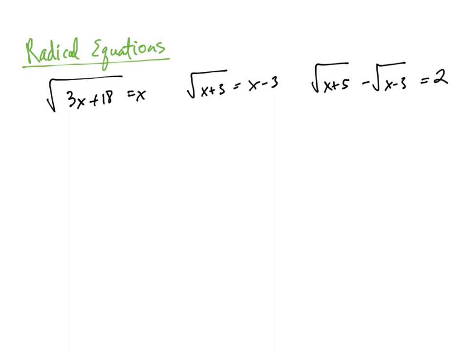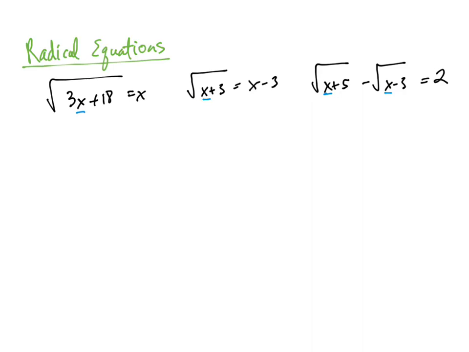Next, let's look at radical equations. Now, a radical equation is an equation that has a radical, oftentimes a square root symbol, where the variable is part of the radicand. So in other words, the variable is underneath the radical symbol. Typically what we do is square both sides of the equation to undo the square root.